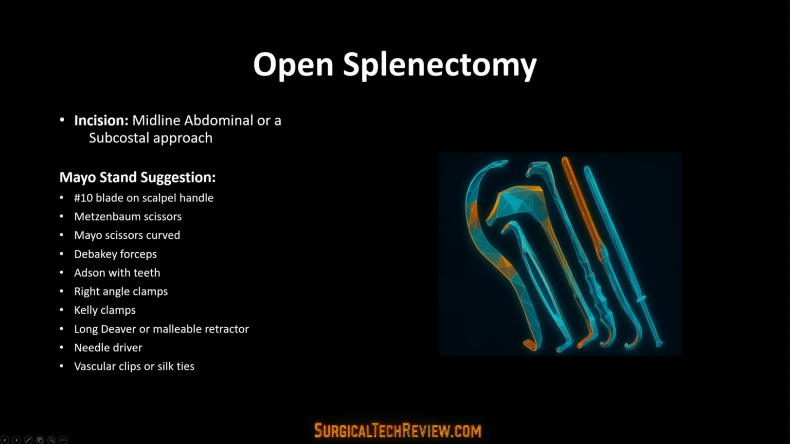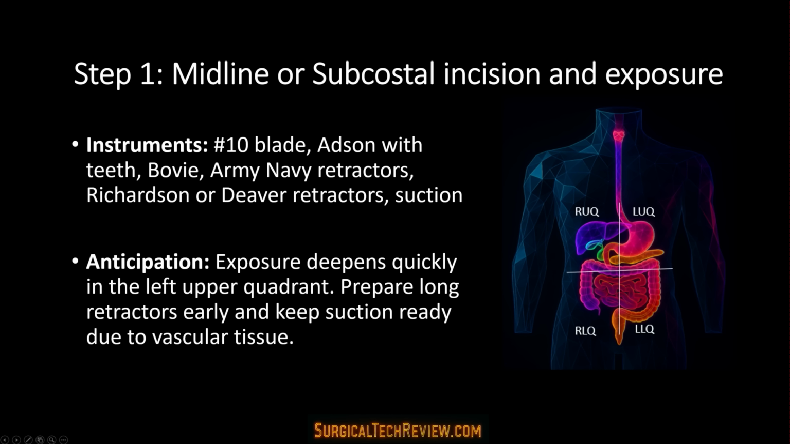The incision is typically a midline abdominal or left subcostal incision. The Mayo stand should include a number 10 blade, Metzenbaum and Mayo scissors, DeBakey forceps, right angle clamps, long retractors, needle driver, and vascular clips or ties. Step 1. Incision and exposure.